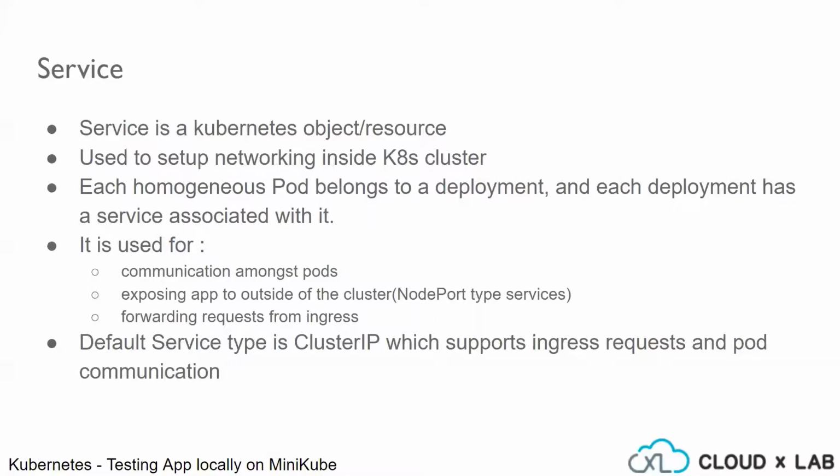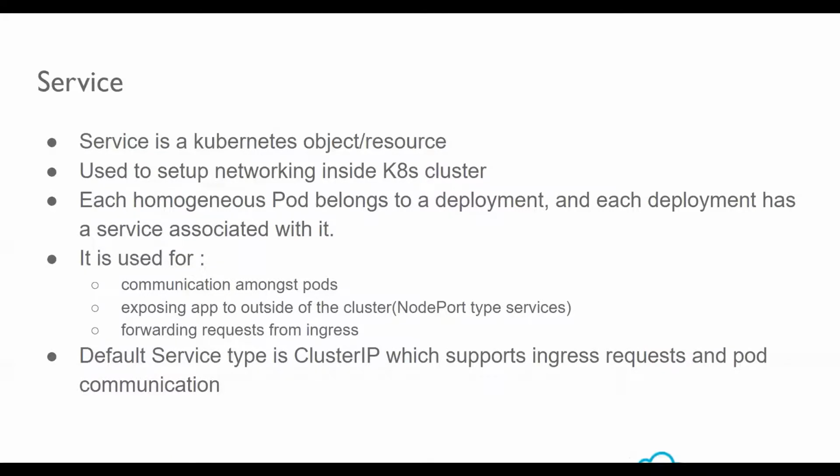Now let us understand about the service component of Kubernetes. A service is a Kubernetes object, resource or component which is used to set up networking inside the K8s cluster. Each homogeneous pod belongs to a deployment, and each deployment has a service associated with it so as to enable communication for that deployment or pod. So basically, a service is used for communication amongst pods.